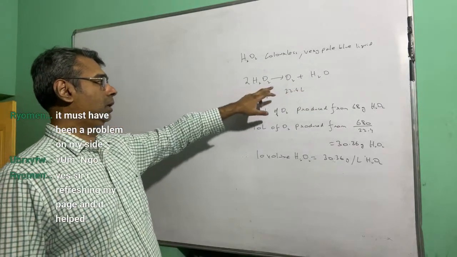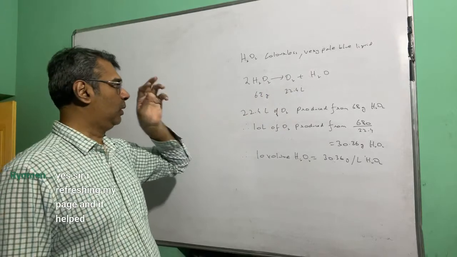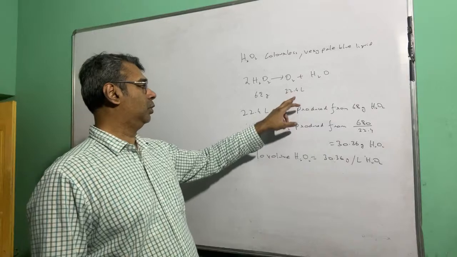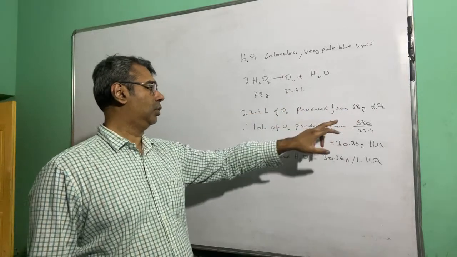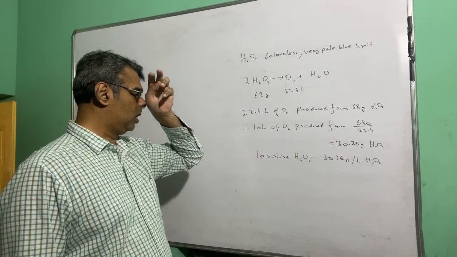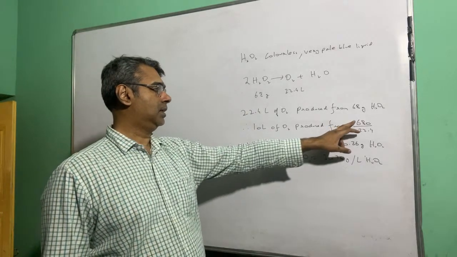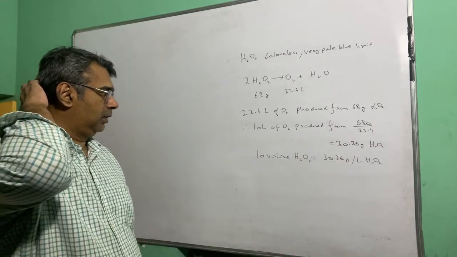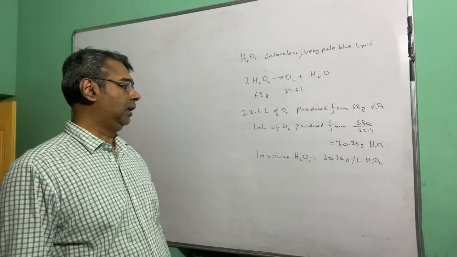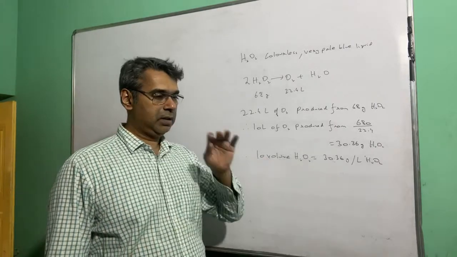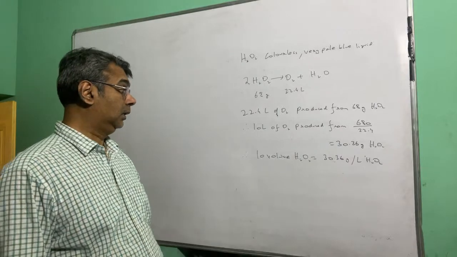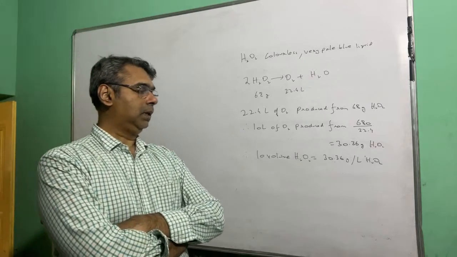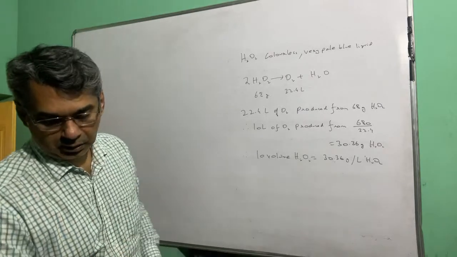So by calculation, suppose this is 1 mole, so 22.4 liters of O2 is coming from 68 gram of H2O2. So 10 liter of O2, if you want, will be 68 into 10 by 22.4, so 30.36 gram of H2O2. So if you are ever told that the concentration of H2O2 is 10 volume, then 10 volume H2O2 is 30.36 gram per liter of H2O2. Okay, that is the concentration.